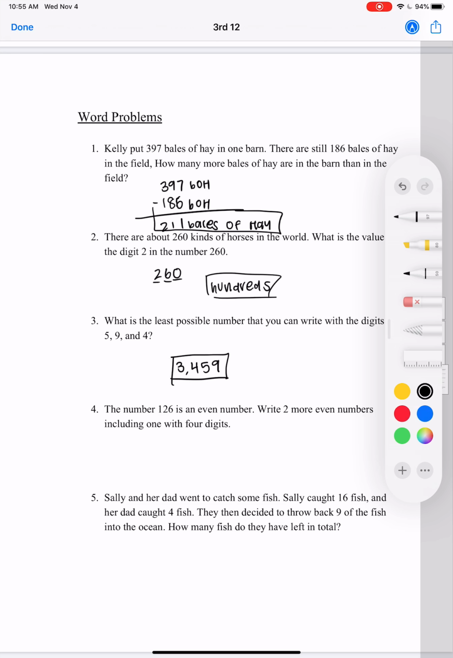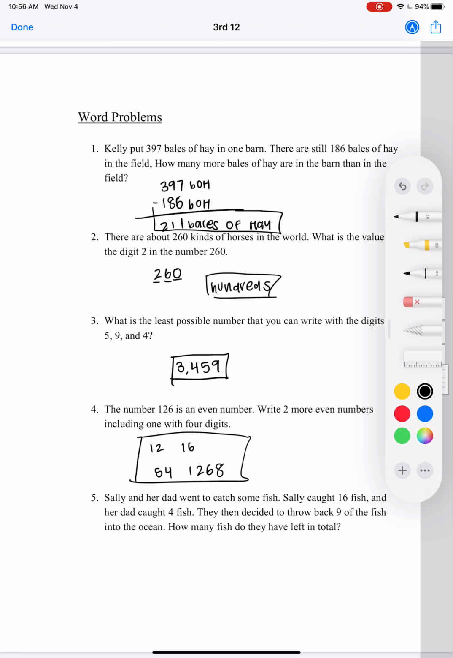The number 126 is an even number. Write 2 more even numbers, including one with 4 digits. So an even number, like I said before, just has to end in the numbers 2, 4, 6, 8, or 0. An example would be 12, 16, 54, and you have to write one with 4 digits, so you can just write any number, 1, 2, 6, and then the last number just has to be an even number. So these are all possible answers.